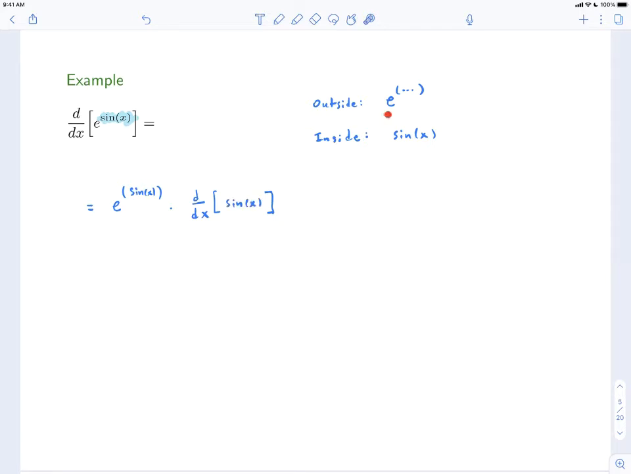So remember that if you differentiate e to the something, you just get e to that thing back again. But now we have to multiply by the derivative of whatever's inside those parentheses because of the chain rule. But we know what the derivative of sine x is. It's cosine of x. So this quantity right here is cosine of x. So we end up with e to the sine of x times cosine of x. And that's the derivative of our composition.